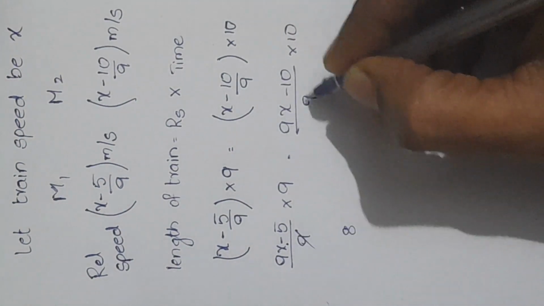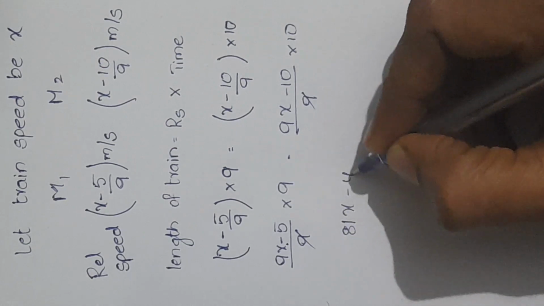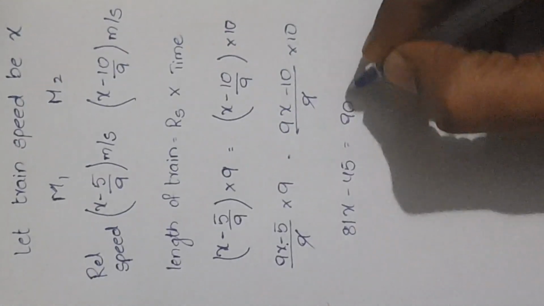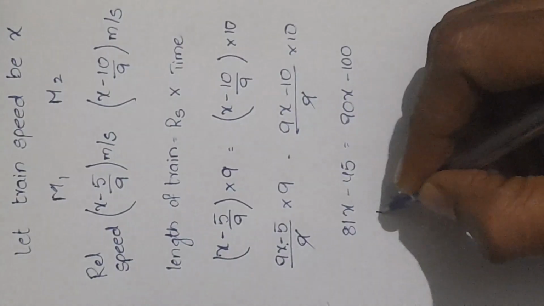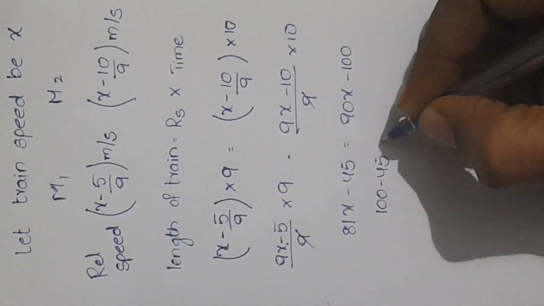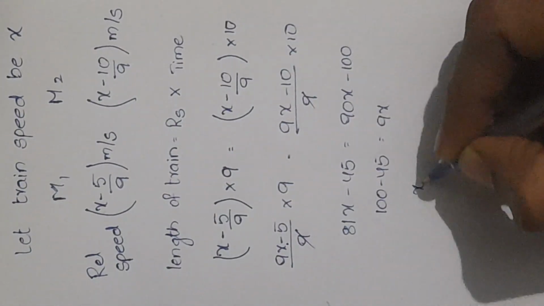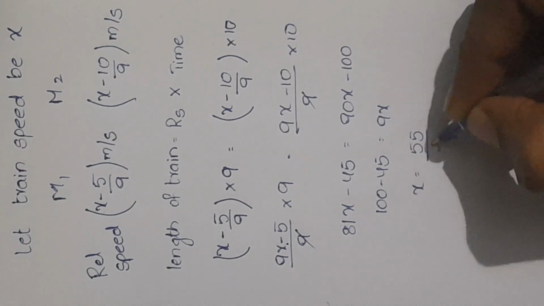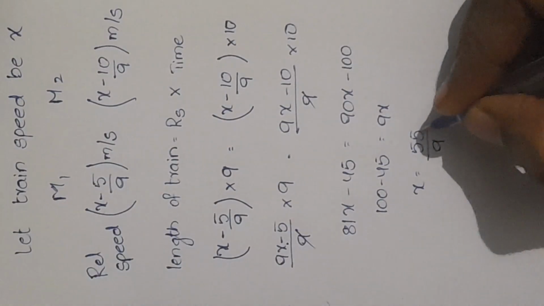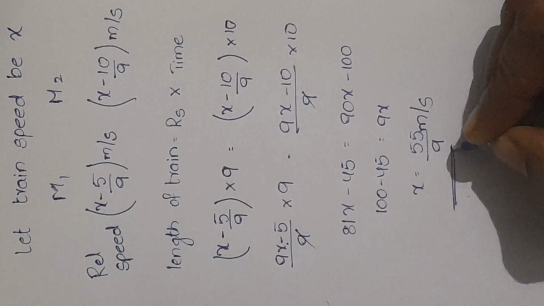We get 9 and 9 gets cancelled. 81x minus 45 is equal to 90x minus 100. 100 minus 45 is equal to 9x. We get the value of x is 55 by 9 meters per second. This is the speed of the train in meters per second.